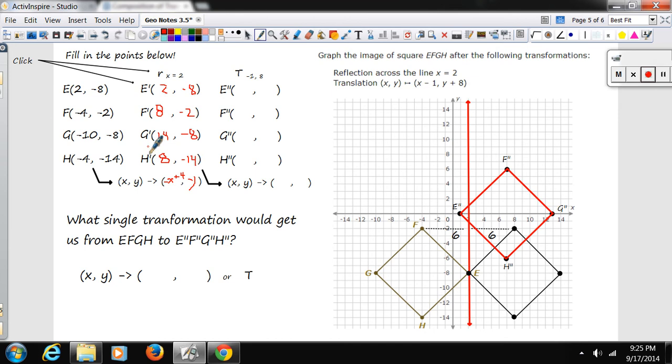But what we're concerned about is going from the first one to the last one to make it one single rule. We know it's going to be a negative 1 and an 8 here, because that's what the rule for this translation tells us right here. It tells us to go over 1 and up 8. So we're going over 1 and we're going up 8. F double prime is the point 7, 6.